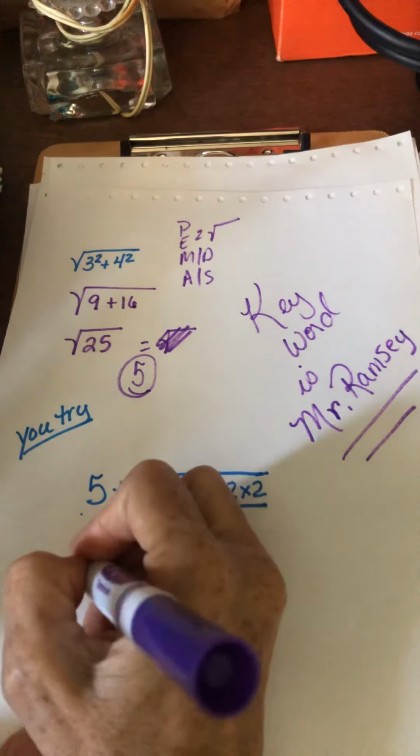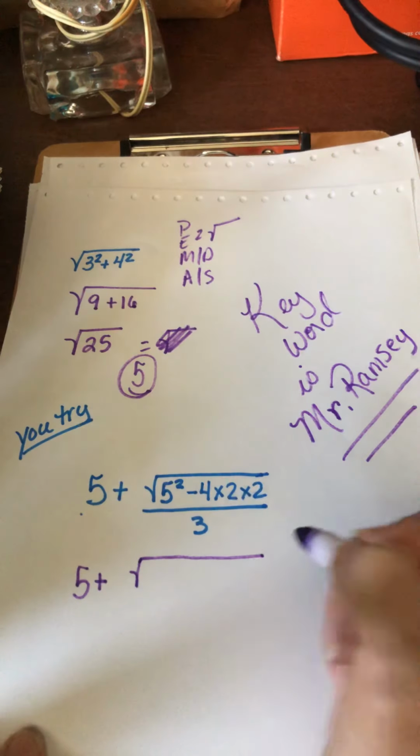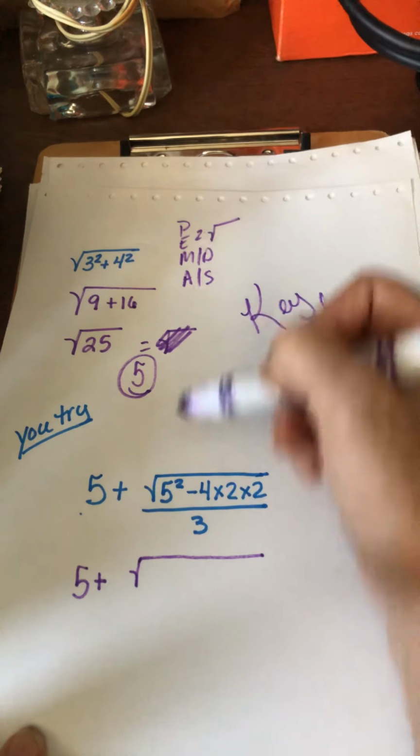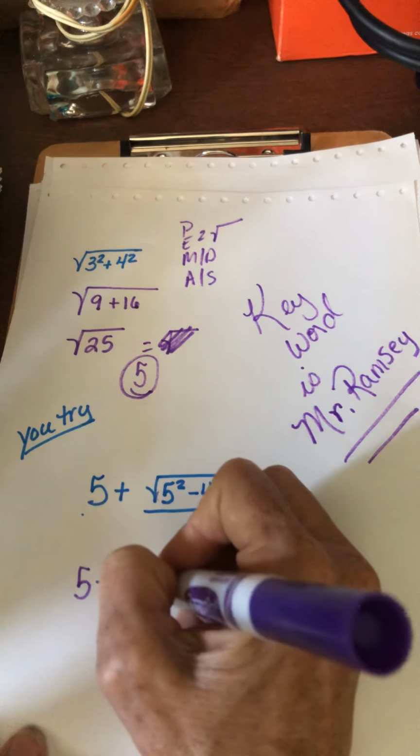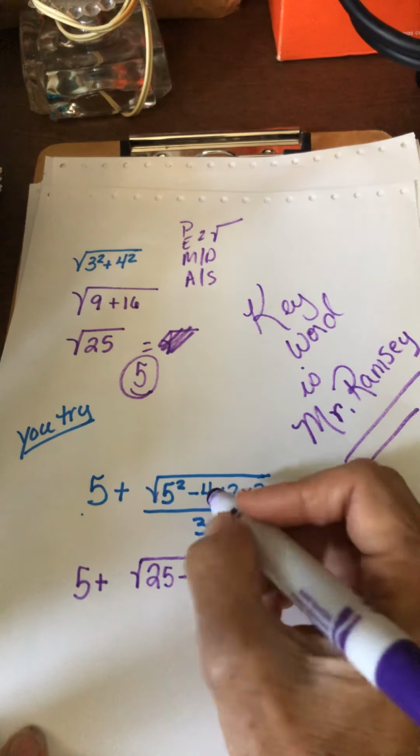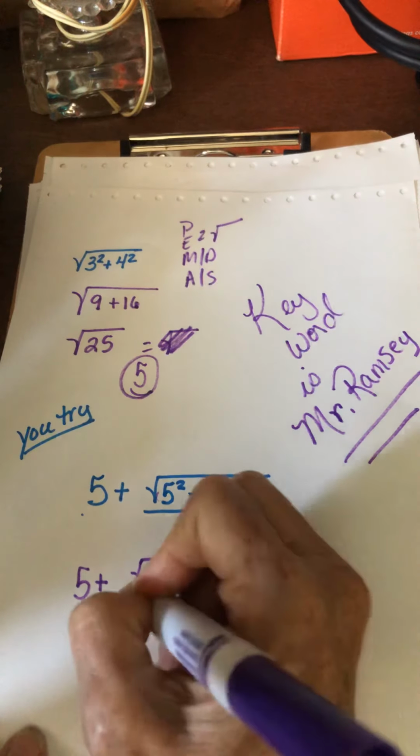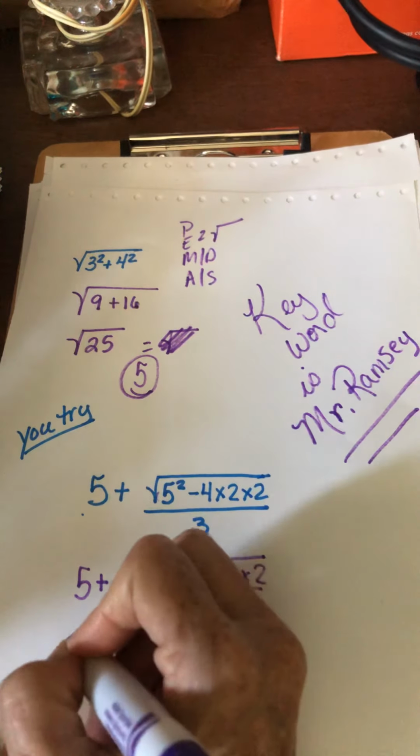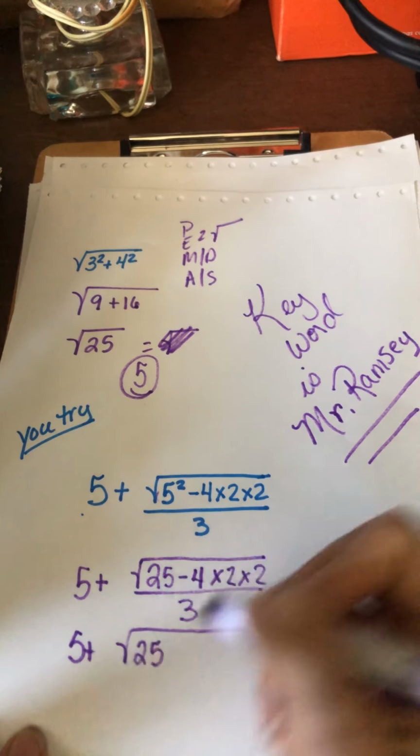All right. So the 5 we're going to leave alone. We're not going to mess with it. And we're going to start solving. I need to do this right here first. I need to take care of the exponent. It's 25. Now, be careful. I'm going to rewrite this. This is why I was saying be careful.